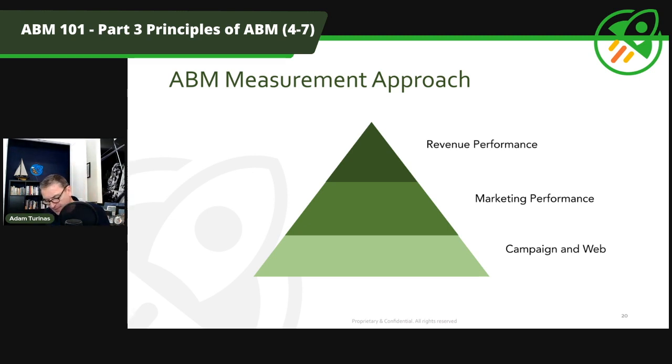So there's an ABM hierarchy that I think was developed by Demandbase, which is a neat way of thinking about the different way you've got to approach measurement when it comes to ABM. There's your basic campaign measurement, which is the stuff that we all do, right? Click-throughs, web visits, cost per lead, that kind of thing. Then there's marketing performance, and this is ABM specific. This is related to the accounts that you're targeting, your target account list, and how well you're doing in terms of converting those particular accounts. And then there's revenue performance.